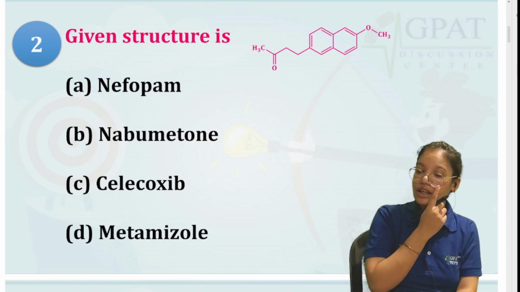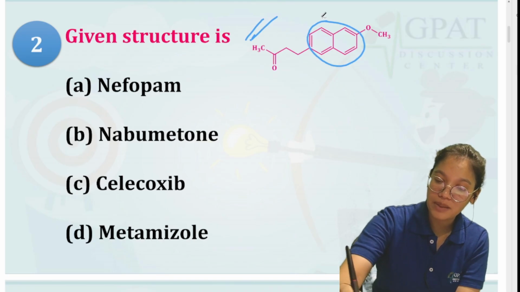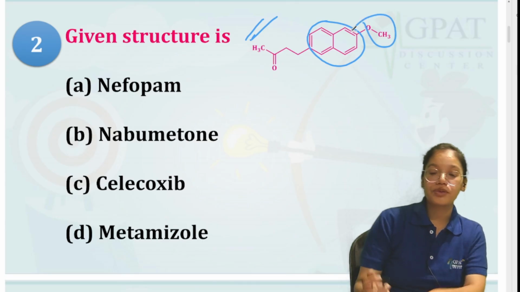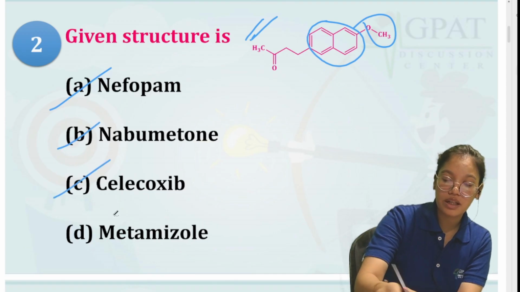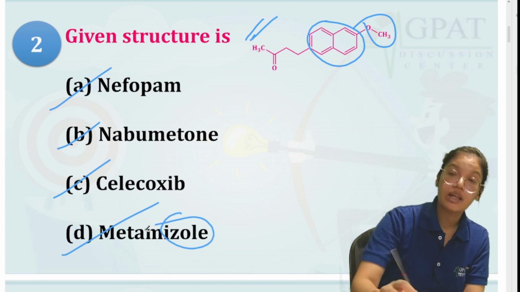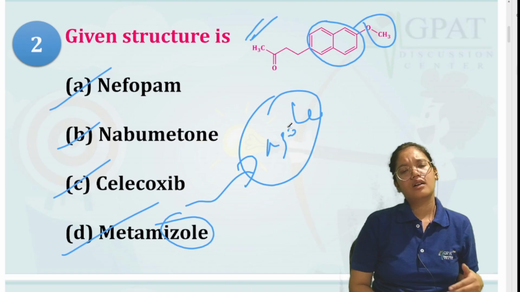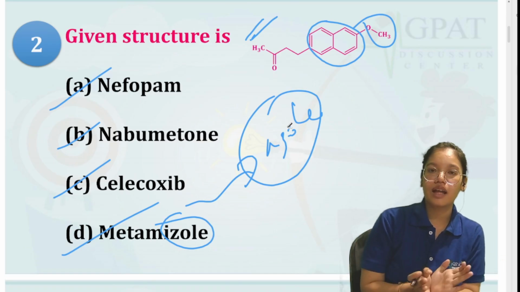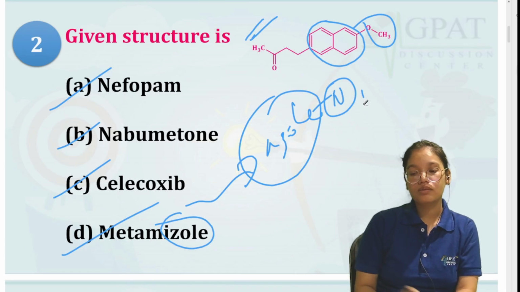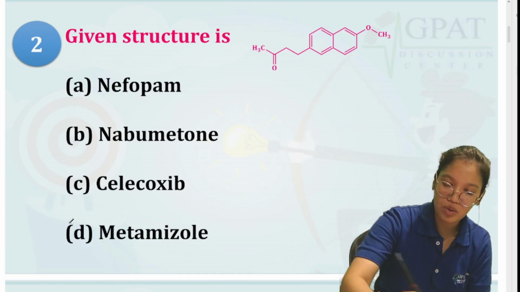Then the next question: the given structure is. They have again given us the structure and we have to tell which drug structure that is. We have a naphthalene ring here which is attached with a methoxy group. That is the structure. The options say nefopam, nabumetone, celecoxib and metamizole. Starting with D, metamizole. The name says its structure, azole. Azole means it should have a cyclic ring with nitrogen as a heteroatom. We don't have any of that in our structure, so metamizole can be removed from the list.